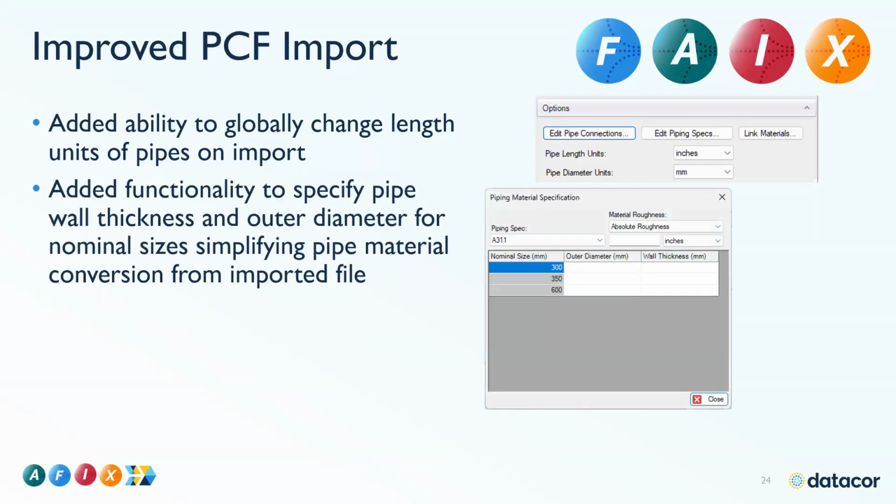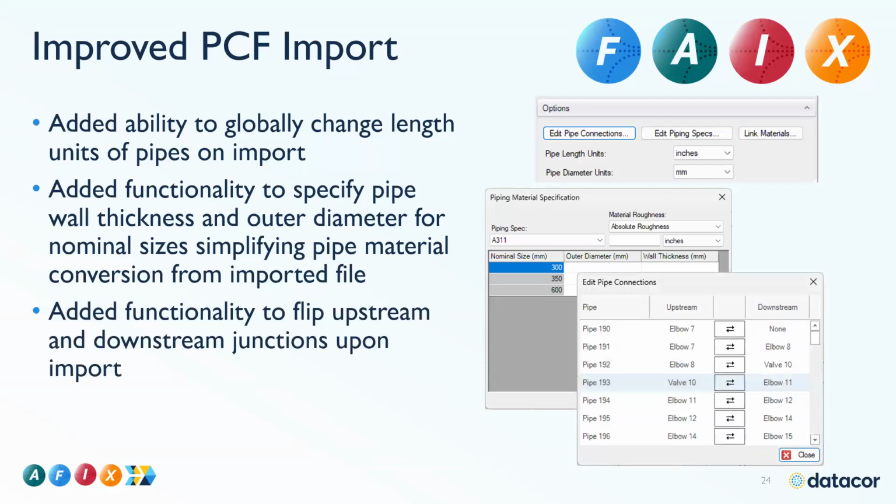We've added the functionality to specify wall thickness and outer diameter for nominal sizes, simplifying pipe material conversion from imported files. When we select the edit pipe specs option, we get this new window where we have a drop down for the piping specification as imported from the information available in the PCF file. Since this does not translate well to our software, we have added the option for you to quickly specify each of these nominal sizes, what those outer diameter and wall thicknesses are. By doing this, this is essentially globally specifying this nominal size means this outer diameter and wall thickness. This will apply it to all of the pipes in your imported model, and this is sufficient information to fully define the pipes in Fathom and Arrow. So this can make a much quicker process defining this information rather than having to go into each pipe and adjust the sizes as necessary.